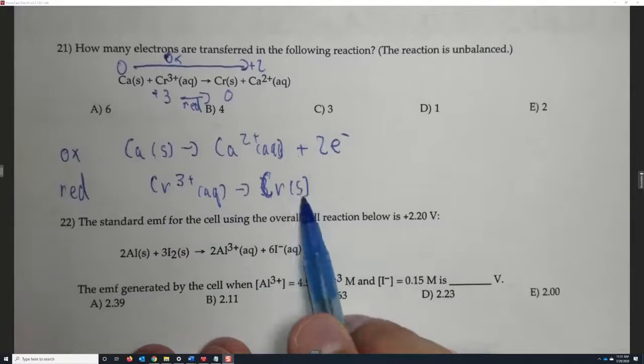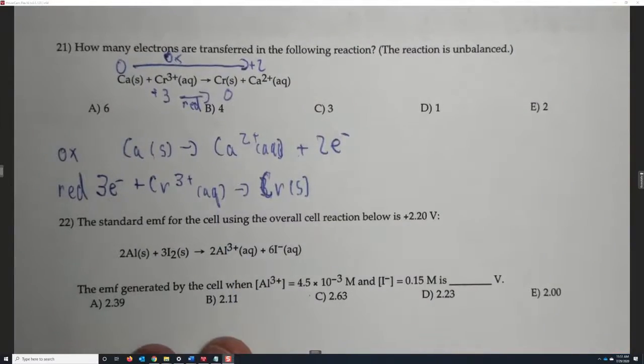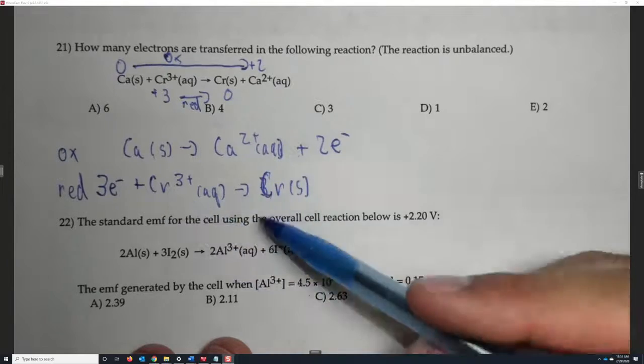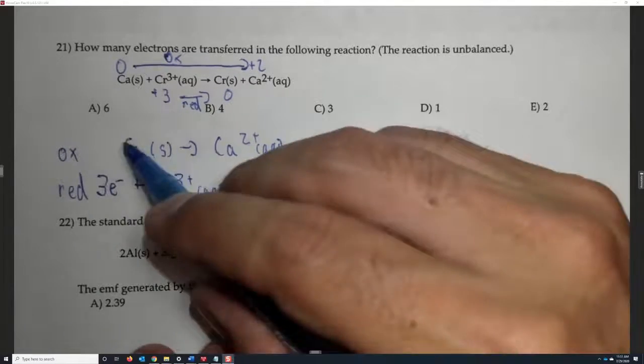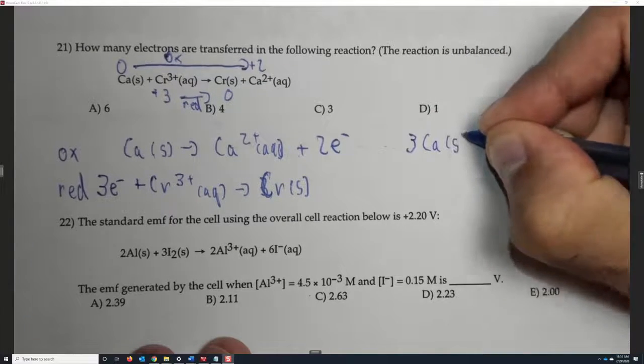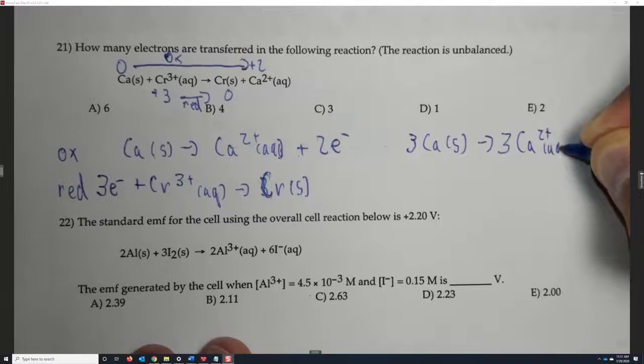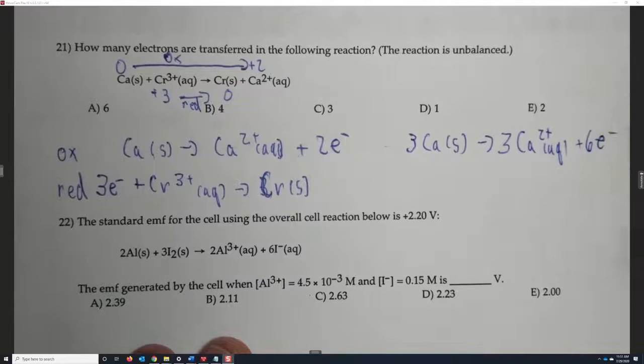In this case, I have 3 plus and 0, so I need to bring this down by 3. So I need to add 3 electrons. I then need to balance these out. So I need to multiply this one by 3. 3 Ca solid yields 3 Ca2+ aqueous plus 6 e minus.